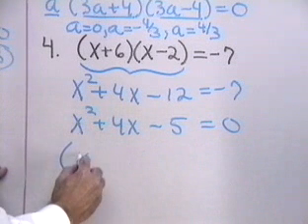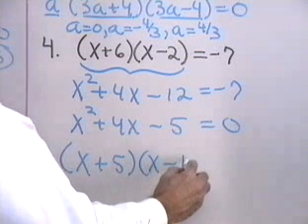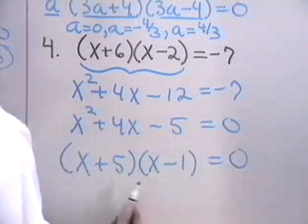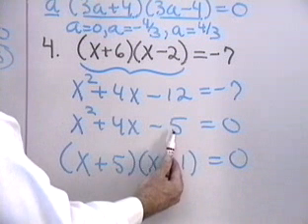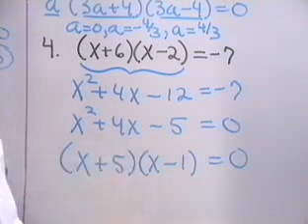Factor this. I have x plus 5 times x minus 1 is equal to 0. Is that right? 5 times negative 1, negative 5. Inside is 5x, outside negative 1x. They add up to 4x.